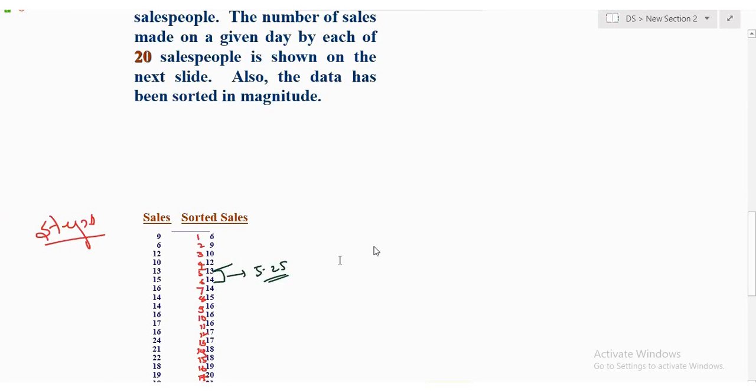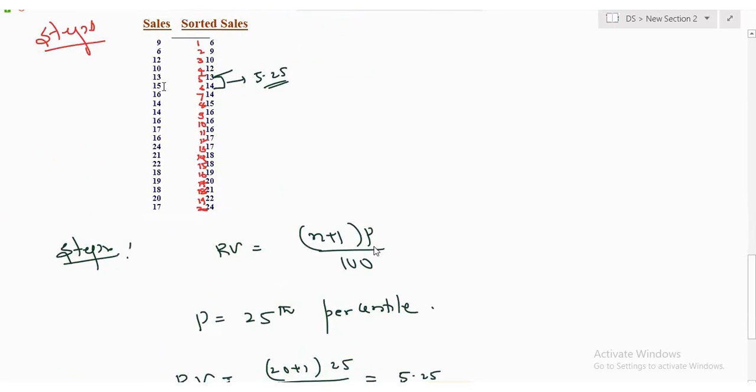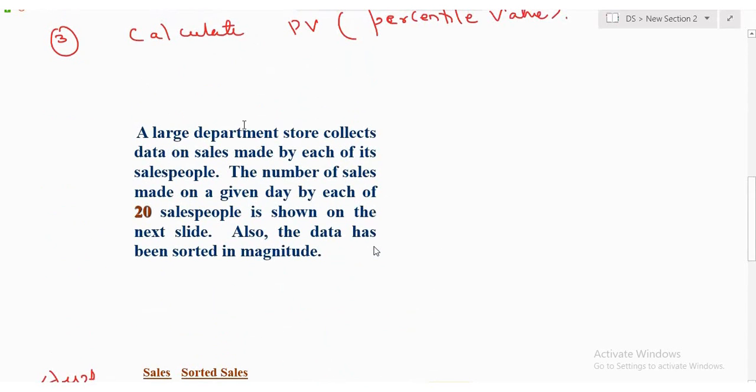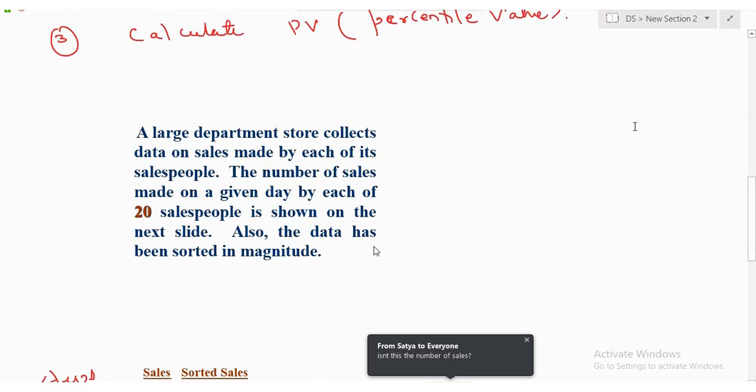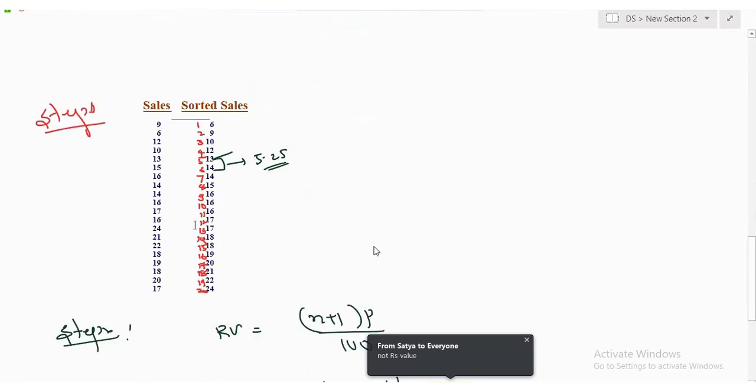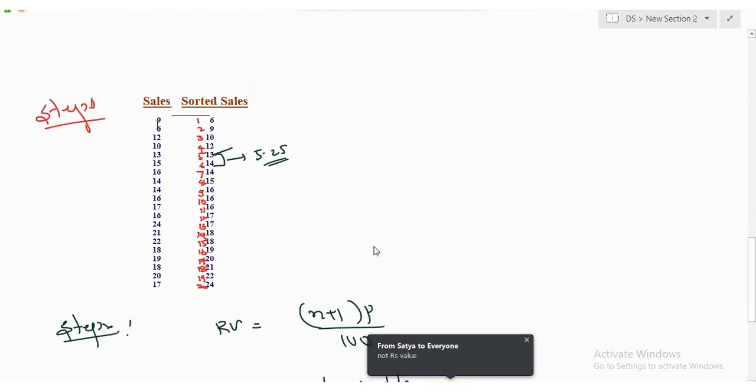How many observations are there here? Have you read the question, Nikhil? Isn't this the number of observations? The number of observations is the n value. Okay, Satya.